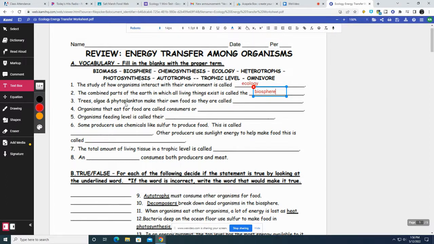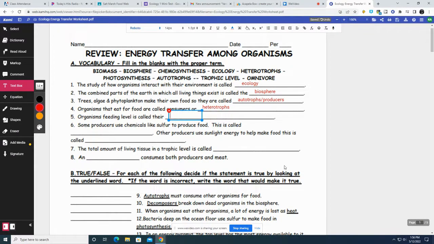Trees, algae, and phytoplankton can make their own food, so they don't need to eat. So we call those guys autotrophs. Remember, they're also called producers. Means the same thing. Organisms like us and squirrels, cats, dogs, monkeys that need to eat, we're not autotrophs, we're heterotrophs. Remember, that's also called being a consumer because we have to consume food.